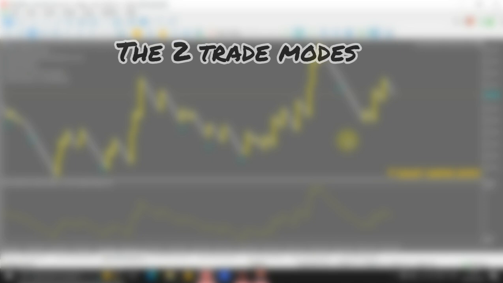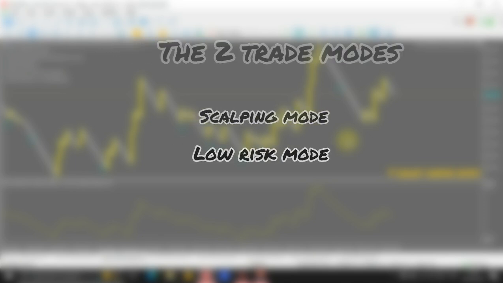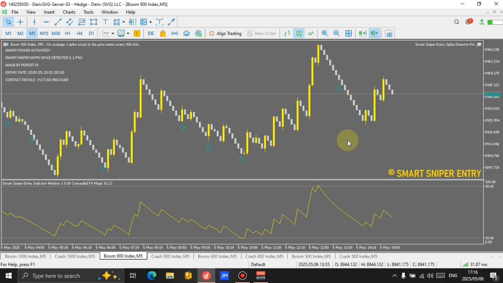There are two trade modes built into this indicator: the scalping mode and the low risk mode. The scalping mode gives you faster signals, great for quick entries and quick profits. You'll get more signals, but some might be higher risk. It's perfect for traders who are in and out within a few candles.